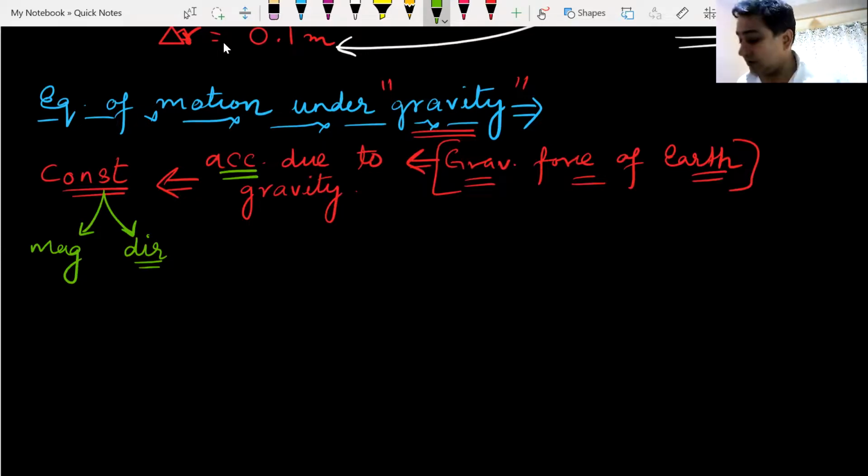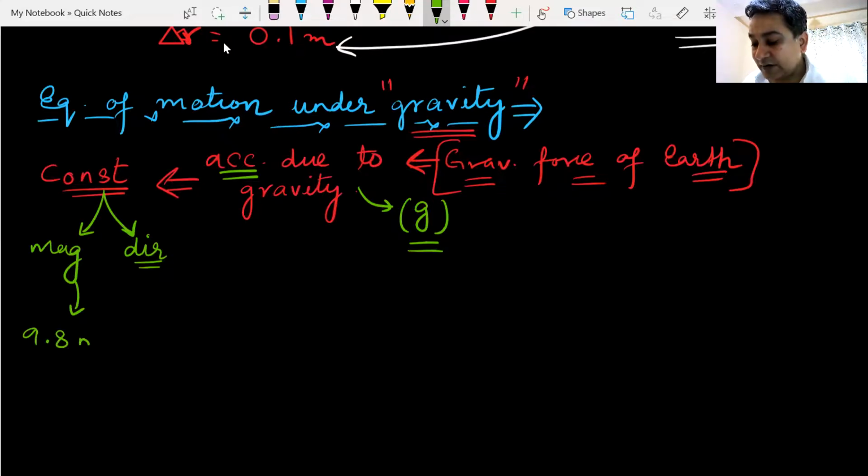Can anyone tell me what is the magnitude or what is the value of acceleration due to gravity? This acceleration due to gravity is also written by the letter small g. Small g is acceleration due to gravity. Can anyone tell me what is the value of this small g here? All of you know it probably. What is the magnitude of this? 9.8 meter per second square. Yes. Remember, it is not same. It changes from place to place, but we'll take it as 9.8.